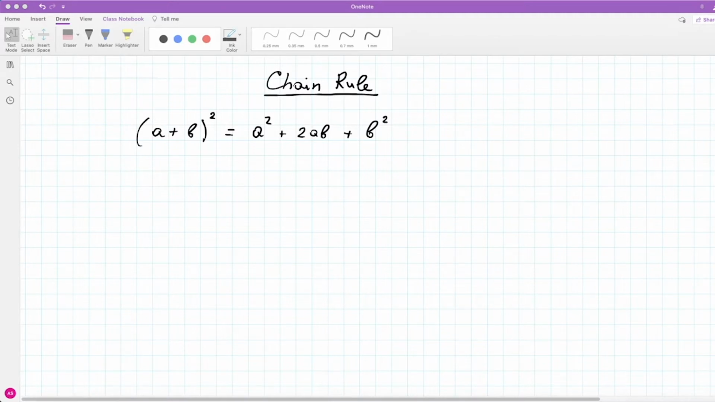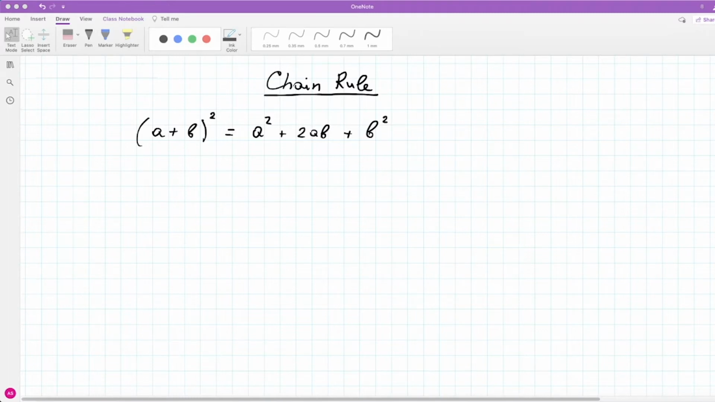This equality is an identity. What this means is that this equality holds regardless of what the values of a and b are. We can substitute instead of a and b arbitrary numeric values, and the result will be a correct equality.